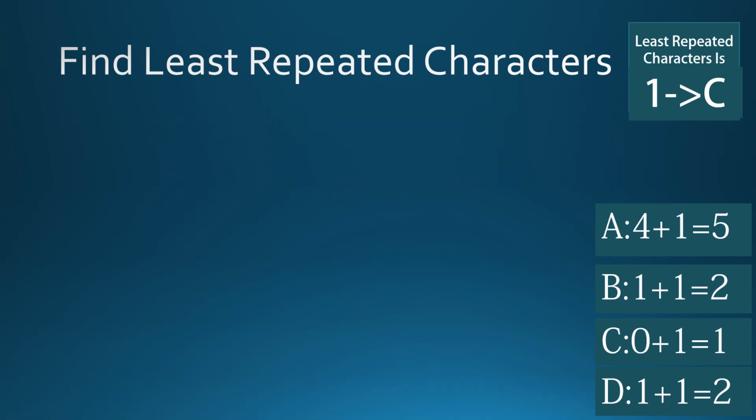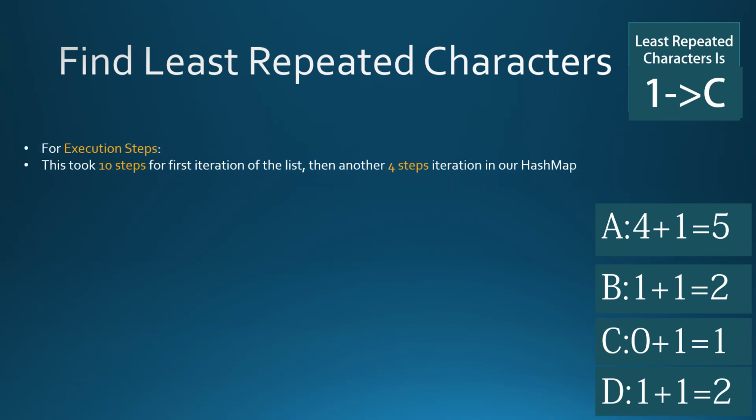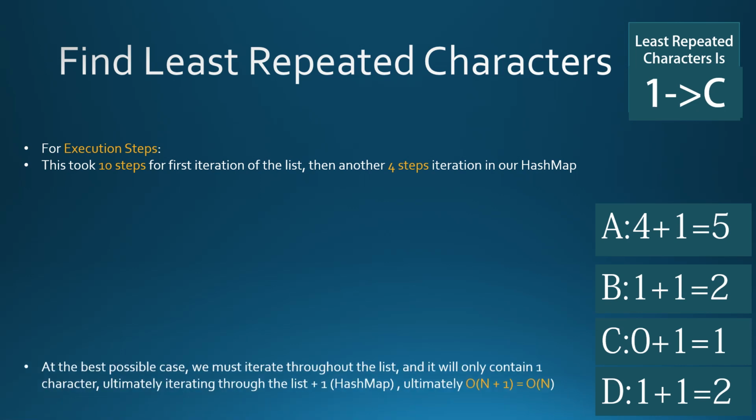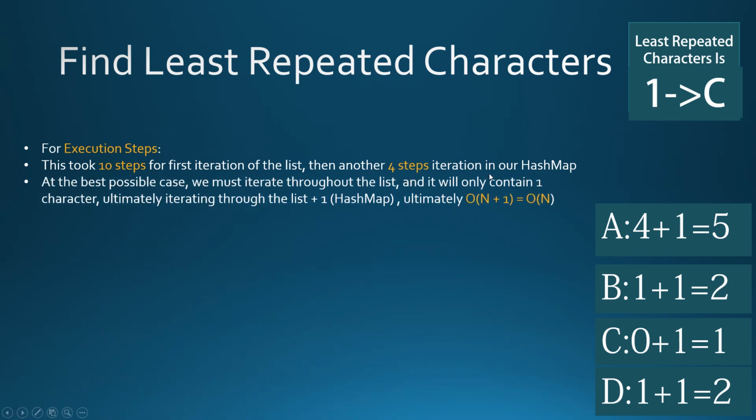Alright, so now we need some basic understanding of big O notation in terms of execution time and RAM or space complexity. For execution steps, this took 10 steps for the first iteration throughout the list, then another 4 steps for the hash map. Those are the steps we have taken. In our best case scenario, we must iterate through the list and it will only contain one character, ultimately iterating through the list plus one hash map entry, because the one is the size of the unique values in that list.